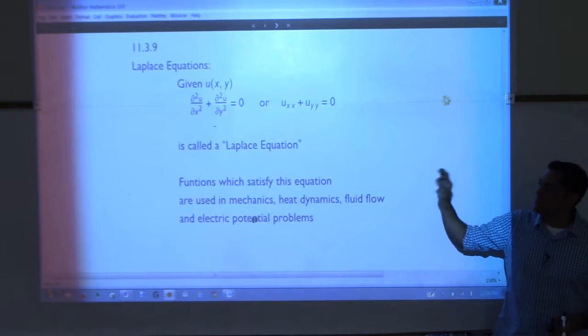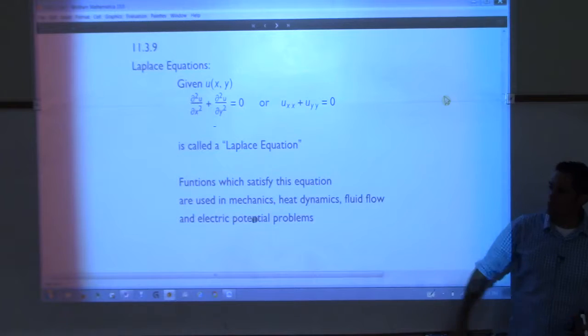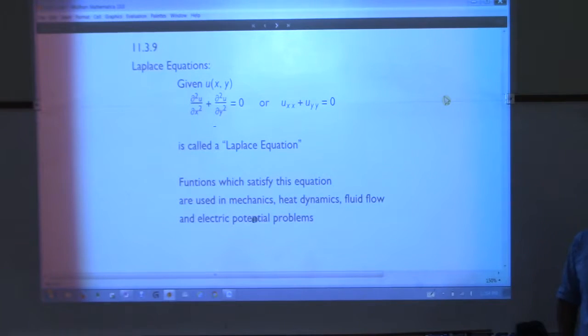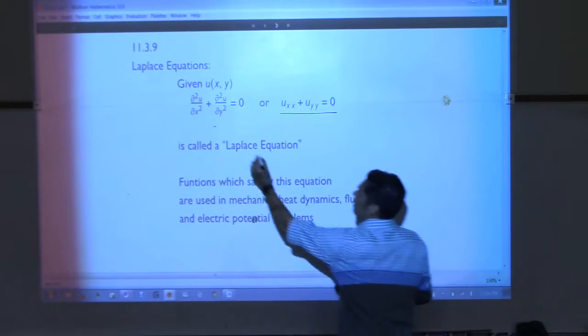A solution to this equation, right? A solution to this equation would be something you do in differential equations, trying to find a function that solves this equation that involves partial derivatives. Now, I'm going to use a different notation than what's used up here. It's right here. This is the same thing as this.